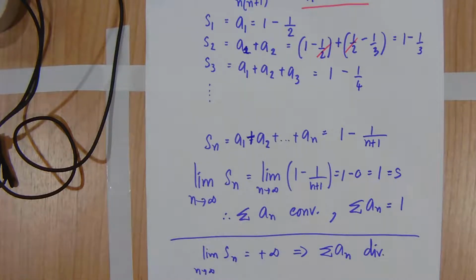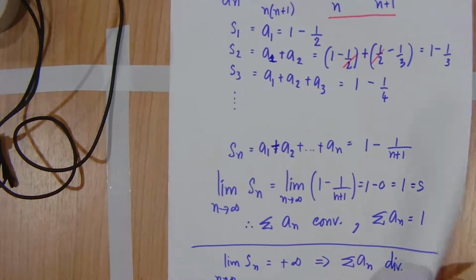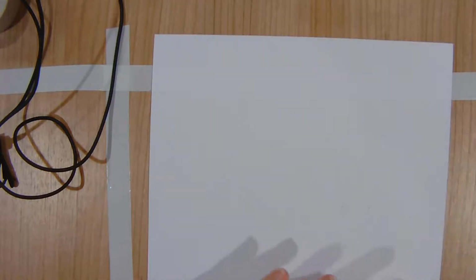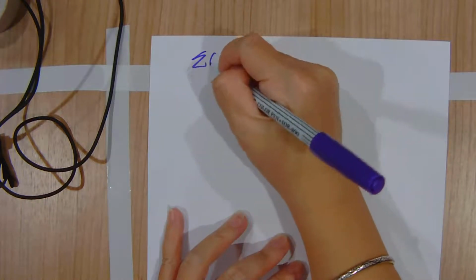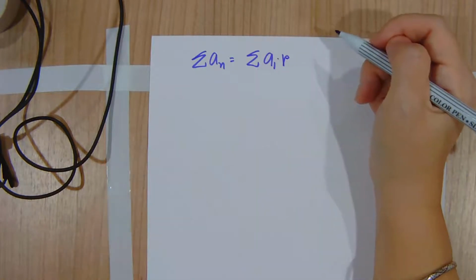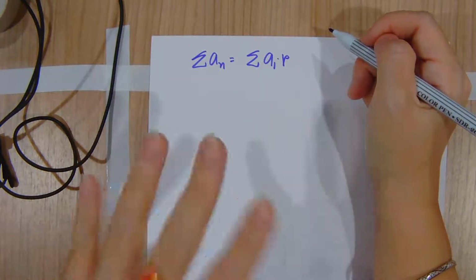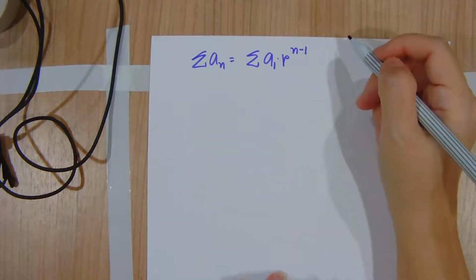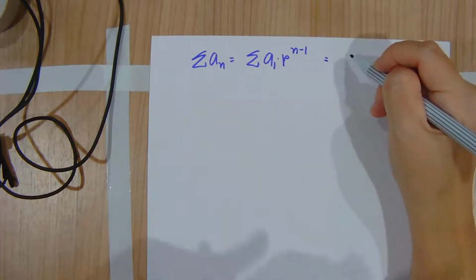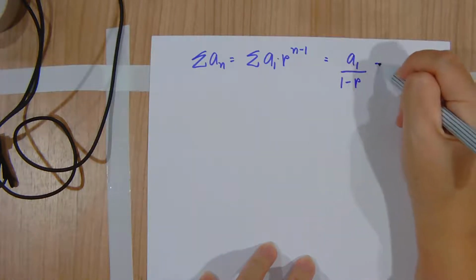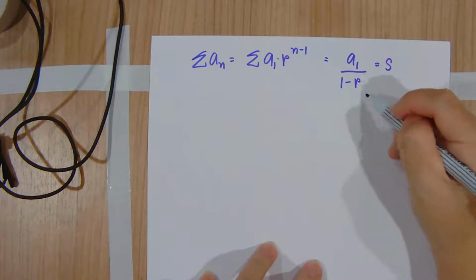Then we compare with the geometric series and the p-series. Can you remember the geometric series? We write it in terms of a1 times r, where r is the common ratio of the geometric sequence, to the power of n minus 1. If this converges, then the summation equals a1 over 1 minus r. This is the sum.